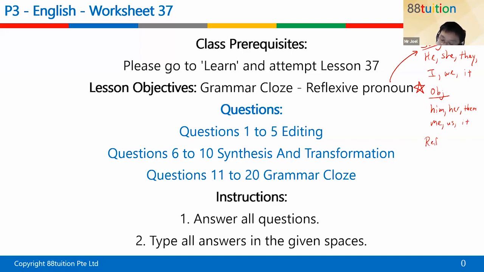Then here we have our reflexive pronouns. So what's reflexive? Reflexive is when we talk about something that happens to, like it reflects back on us, so it's called reflexive. So we have himself, herself, themselves, myself, ourself, and itself. These are all the ones with reflexive.